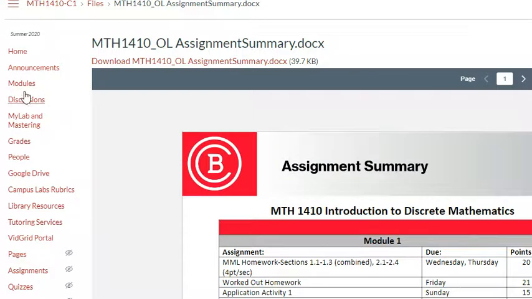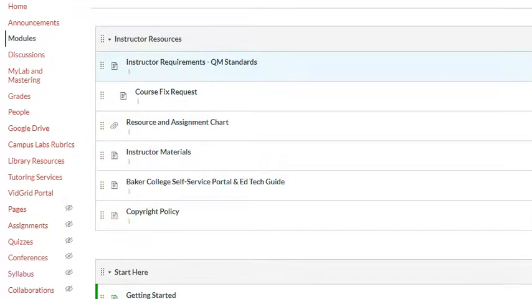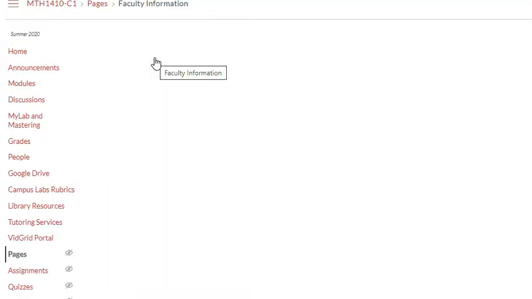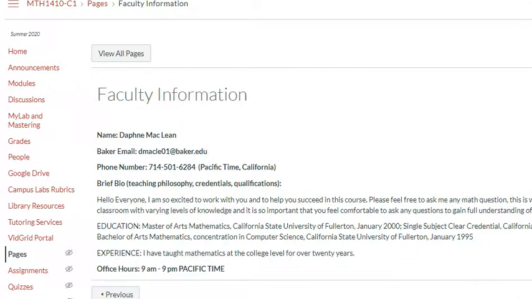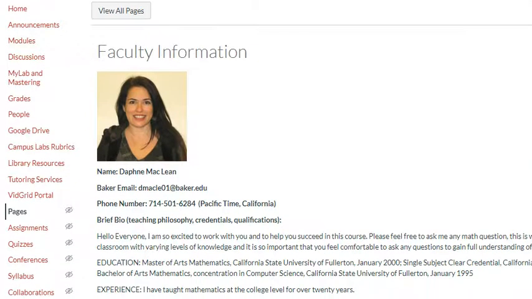Let's go back over here, back to modules. And in here you will see there is a place where it has my information. Here it says faculty information. And you will see my name and my phone number and my degrees. And I believe my picture will pop up. Yeah, there, that's what I look like. Okay, the thing I want you to notice here is Pacific time. I live in Southern California. And if you want to call me at 9 in the morning, that's not going to work because that's 6 a.m. over here.